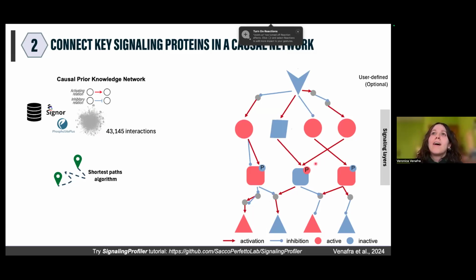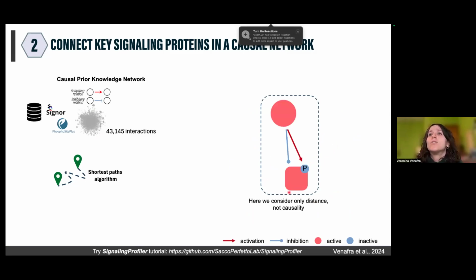So we have a naive network that is activity agnostic. What I mean is that two proteins will be connected considering distance and not causality. So it may happen that two proteins are connected with two paths with the same length, but different biological meaning. In this case, we have an activating and an inhibiting edge. But since both proteins are active, the right edge is the activating one.